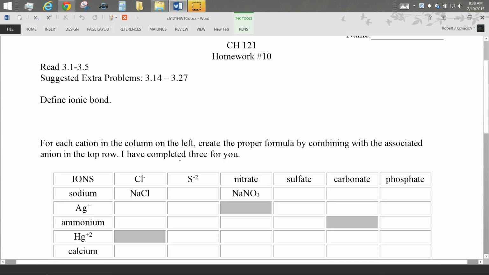Okay, this first one here. What do you have for ionic bond definition? The bond between like a cation and an ion. There you go.